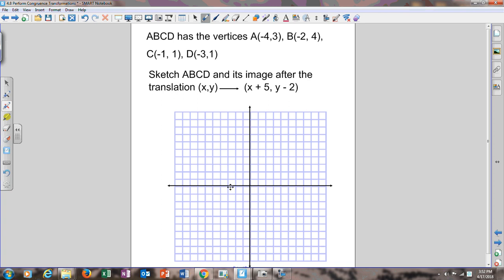And so we go back 4, up 3, and make a point. So that's A. B is (-2, 4). Over 2, up 4, that's B. C is (-1, 1). And D is (-3, 1). Okay. So we have a figure. Like this.